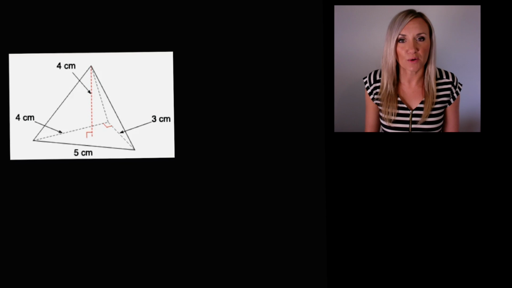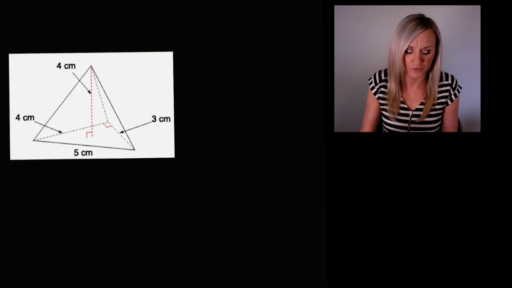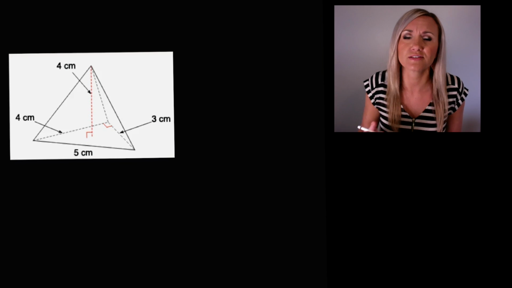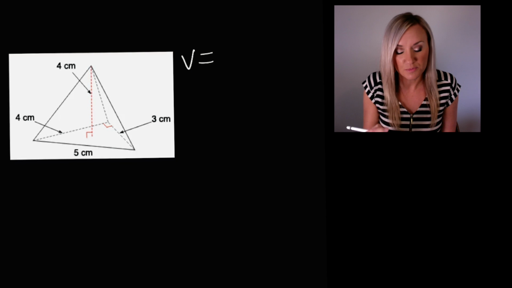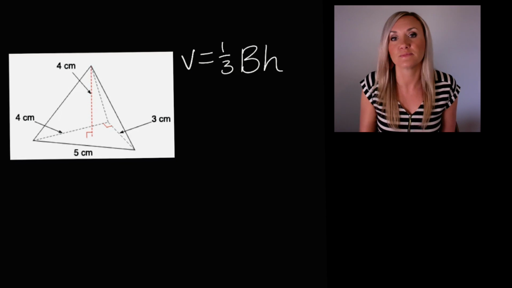Example 3, what do you notice about the base? We're not getting more difficult, this is just a little different. You guys like triangles? Triangles are awesome, right? Let's write down our formula for the volume of this pyramid: 1/3 area of the base times the height.